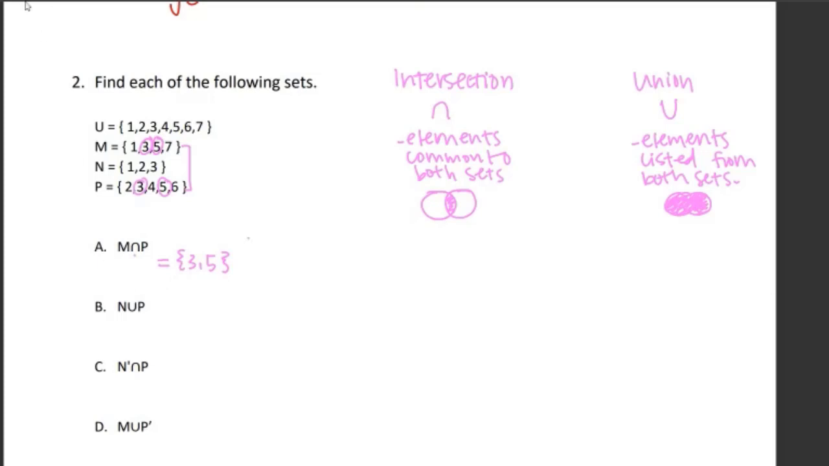Okay. The union, letter B is the union of N and P. So N has 1, 2, 3, and then P has 2, 3, 4, 5, 6. So remember the union, we are going to list the elements from both sets. So we've got 1, 2, 3 from N, and then P has 2 and 3 as well. We're not going to list those twice. We're only going to list them once, so we can list the rest of them 4, 5, and 6.